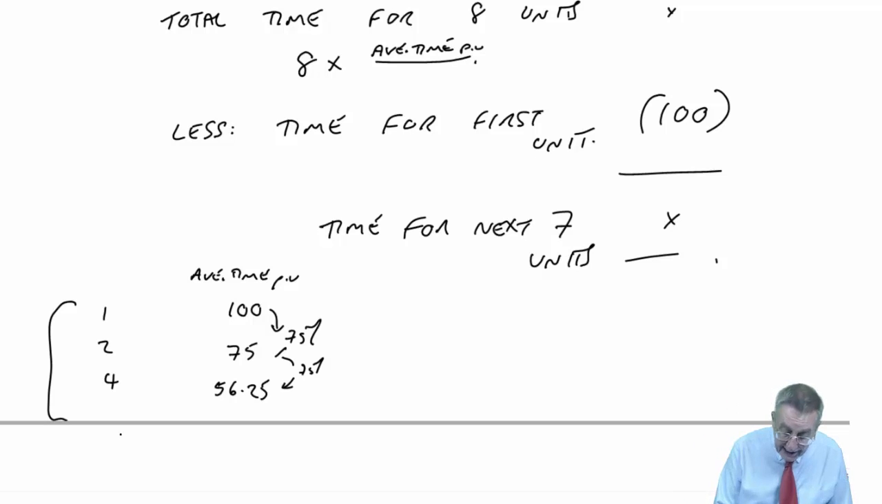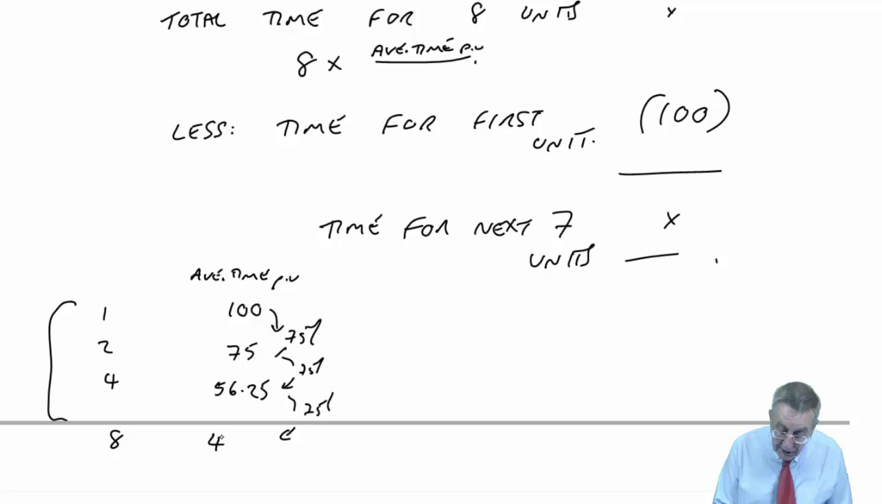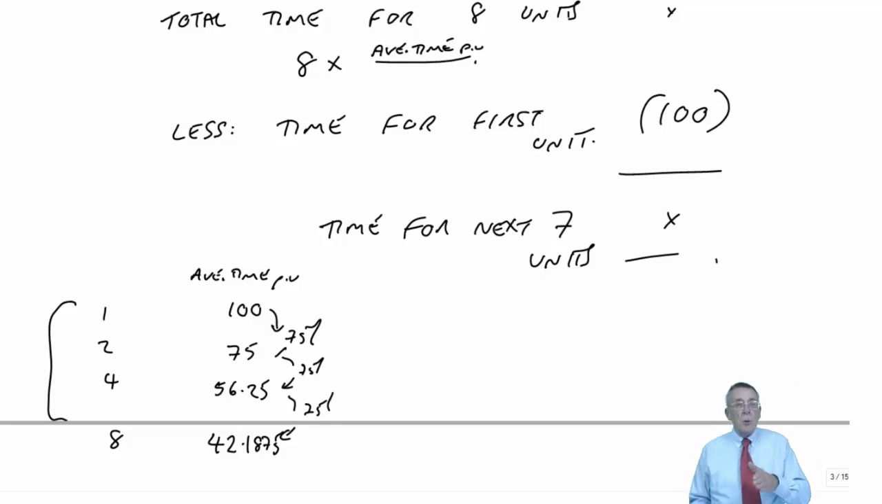And what happens if we make 8? Well, again, 75% of the previous average: 42.1875. Now again, that isn't the time for any one unit. The first took 100, but by the time we've made 8, it may only be taking 2 hours or something. But the average time per unit, if we make 8, is 42.1875. And now we've got it.